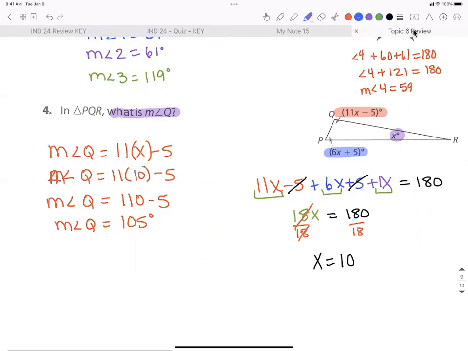If they wanted P and R, it's easy. What's angle R? 10. It's just 10 because it's just plain x. All right, very good. But we didn't even have to do that because we didn't need P and R.